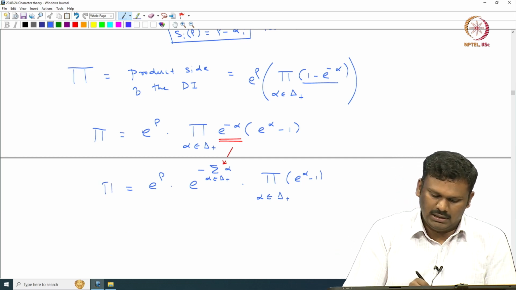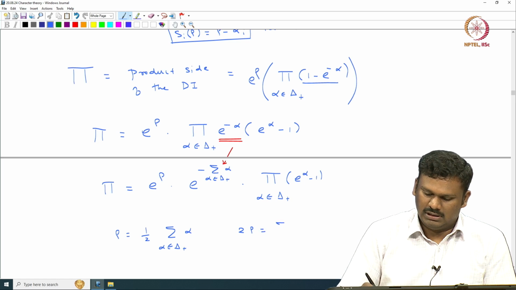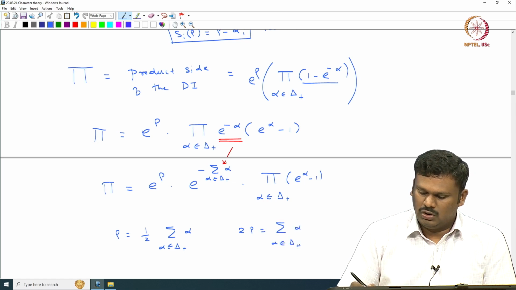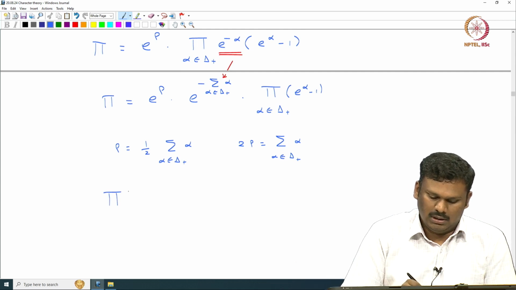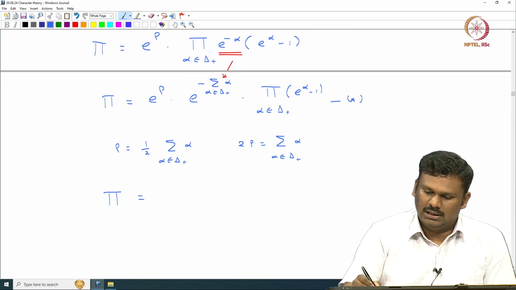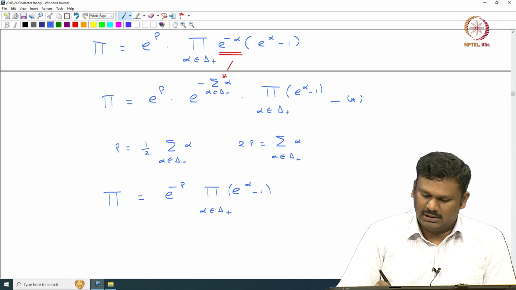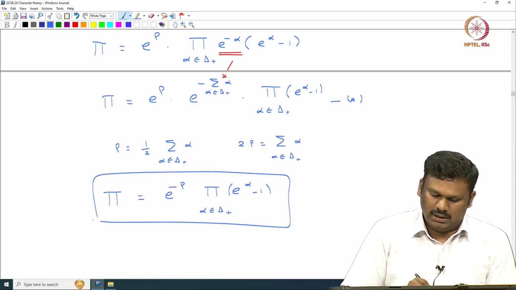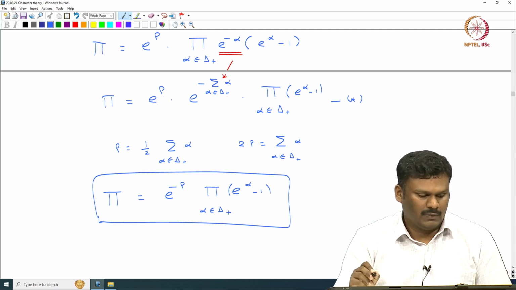Now note that rho is nothing but half the sum of positive roots. In particular, twice rho is just the sum of positive roots. If we substitute this in the equation star, then we get exactly e to the minus rho times the product of e to the alpha minus 1, alpha in delta plus. So the product side of the denominator can be rewritten this way.